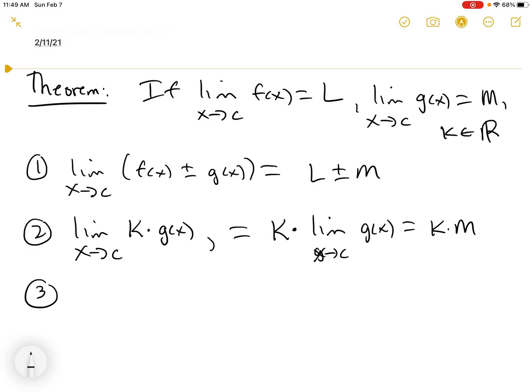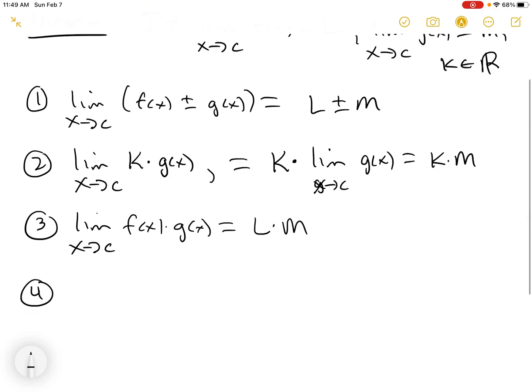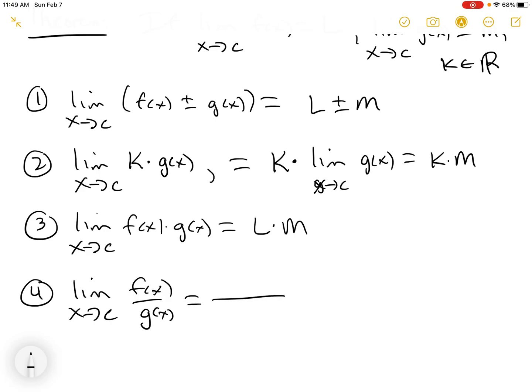Okay, 3. If you look at the limit of the product of the two functions, so f of x times g of x, well, this is just equal to the product of the limits. So that's nice. 4, the quotient rule. If you take the limit as x approaches c of f of x over g of x, this is equal to the limit as x approaches c of f of x over the limit as x approaches c of g of x, and this is just L over m.